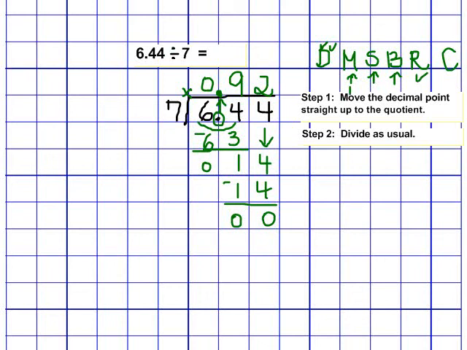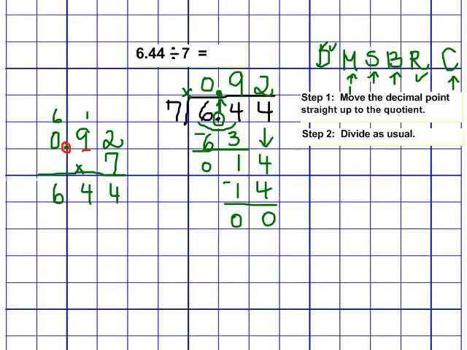Now, am I done? Absolutely not, because Cousin reminds me that I need to check my work. So 0.92 when multiplied by 7, will it give me 6.44? Well, let's find out. 7 times 2 is 14, and up goes a 1. 7 times 9 is 63, plus 1 is 64. And up goes a 6. 7 times 0 is 0 plus 6, 6.